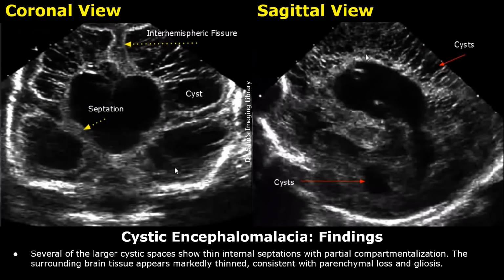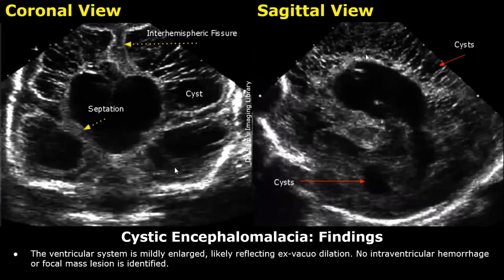Several of the larger cystic spaces show thin internal septations with partial compartmentalization. The surrounding brain tissue appears markedly thinned, consistent with parenchymal loss and gliosis. The ventricular system is mildly enlarged, likely reflecting ex vacuo dilation. No intraventricular hemorrhage or focal mass lesion is identified.